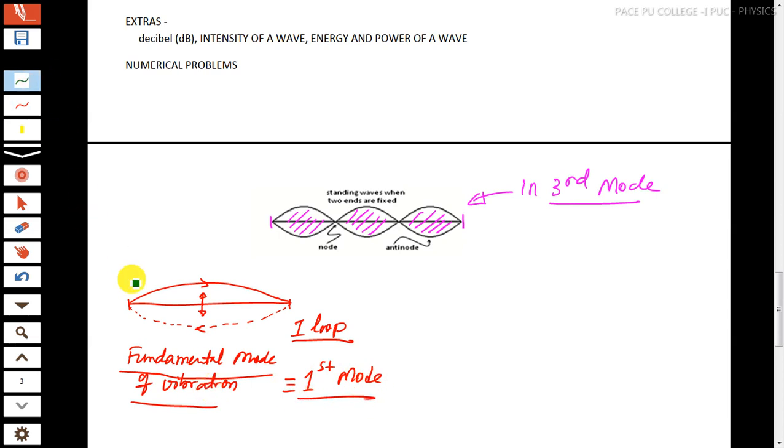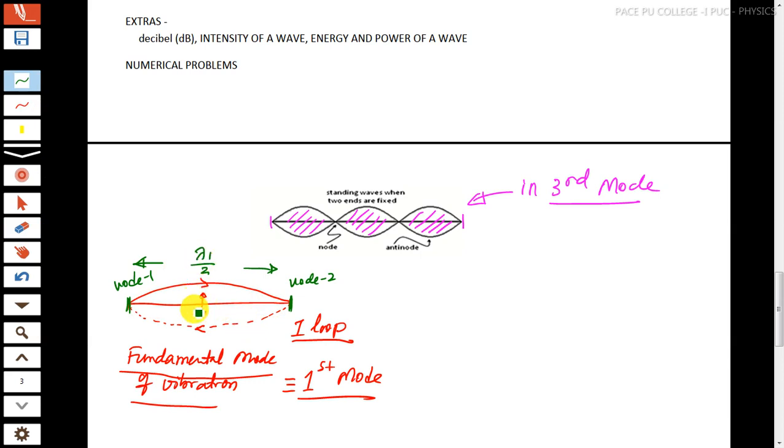Now observe the distance between the initial point and the final point. This is nothing but the distance between two nodes, node 1 and node 2. The distance between the two nodes is how much? It is lambda by 2. The corresponding wavelength here we call lambda 1. So this is lambda 1 by 2, which is equal to the length of the string.